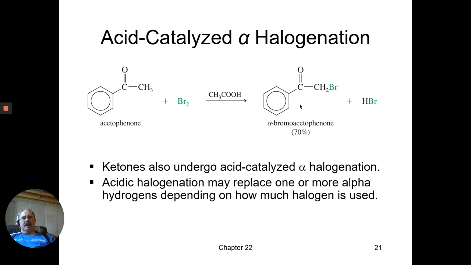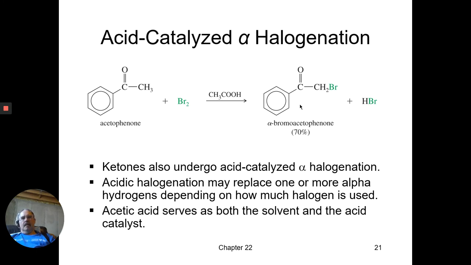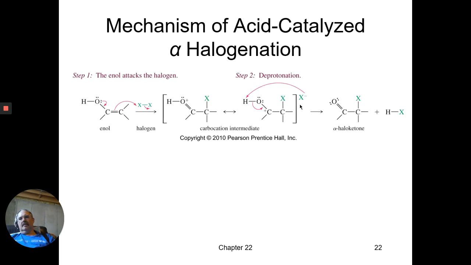Okay, so acidic halogenation may replace 1 or more alpha hydrogens depending on how much halogen is used, but this is a good way to achieve mono substitution. Acetic acid serves as both the solvent and the acid catalyst. So how does this work under acid conditions? We form the enol. We had this mechanism earlier.